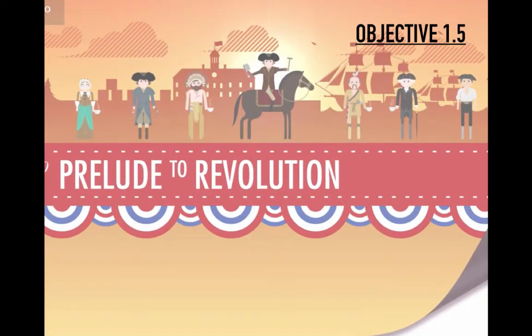In Objective 5, we learned about British taxation and the American response to that taxation. We learned how progressively the American Revolution began to build, until finally the American colonists declared independence and took up arms to fight for their liberty.